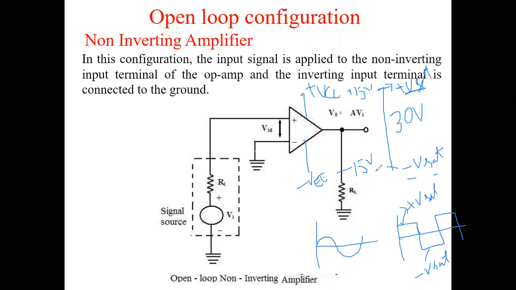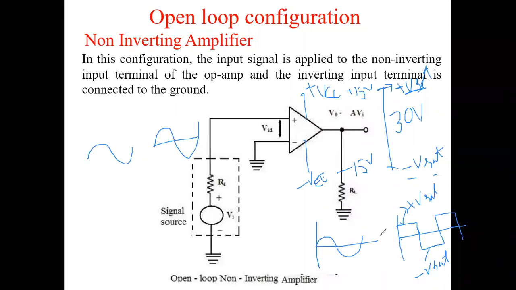So we will get only two values, either plus V sat or minus V sat. Therefore, this open loop configuration cannot be used for linear operations. Linear operations imply that if the input changes, the output also changes with respect to the input. In open loop configuration, that is not possible.